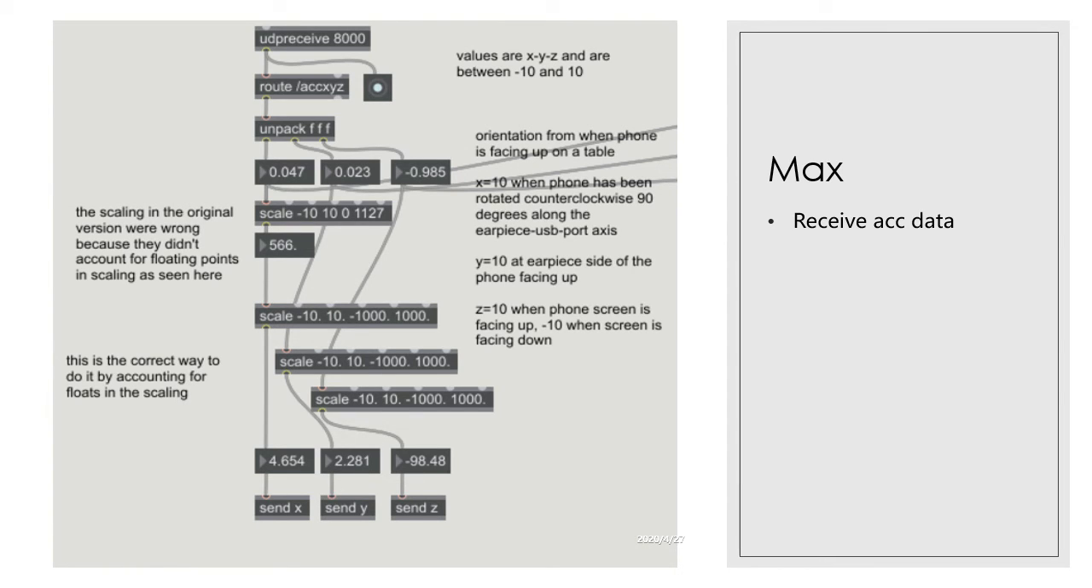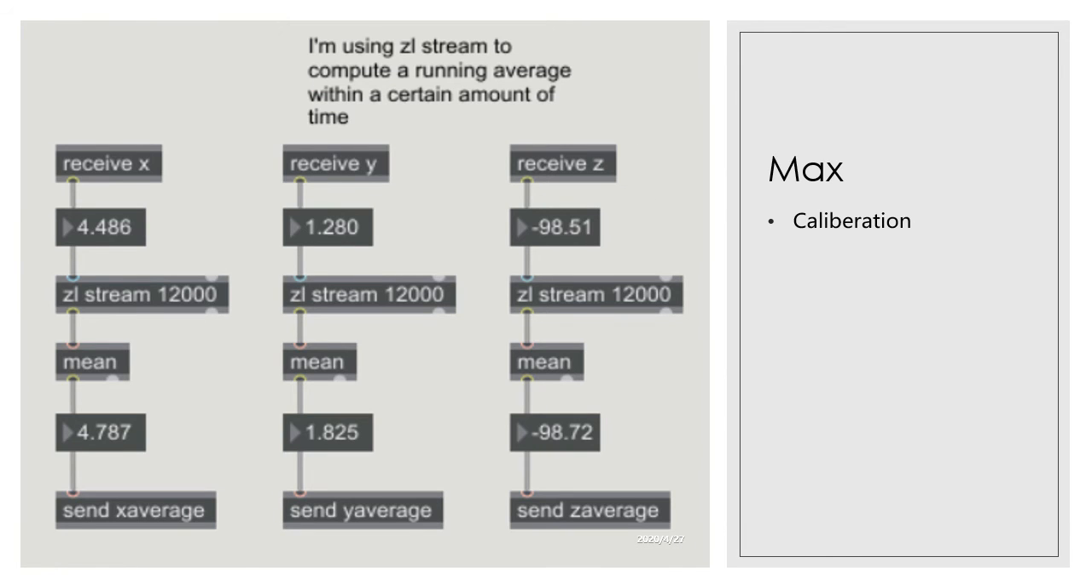We first have it scaled down. And then we have a step called calibration. This step will take the first 12,000 samples and use them as data to calibrate our system.